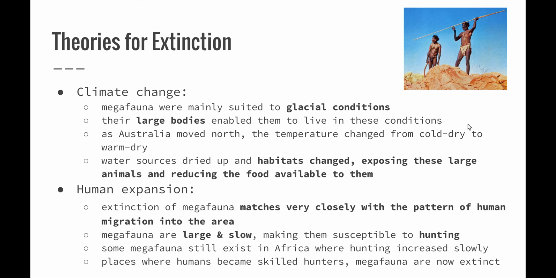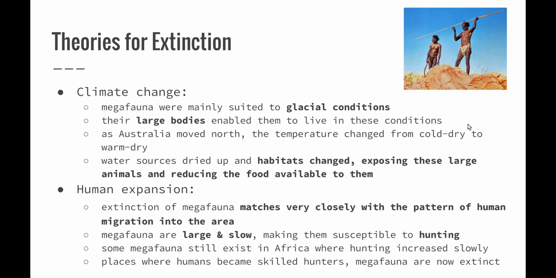So, human expansion. We saw a massive decrease in the number of megafauna and eventual extinction that matches closely with the pattern of human migration into the areas where they were found. Because of their size, they're very big, but they're also very slow. So it made them susceptible to hunting. If you think you're out hunting and you see this gigantic wombat-type organism and think that could feed my tribe for a month, it's not going to be able to outrun you, and obviously they're eventually going to be killed. And by killing them continuously, the numbers would decline, unable to repopulate, and then we lead to extinction.